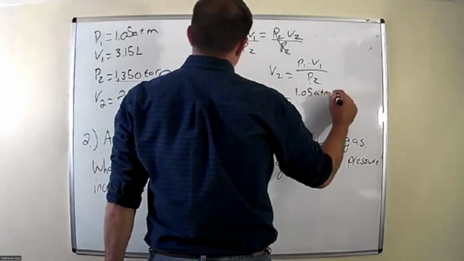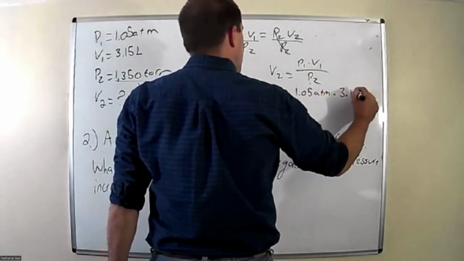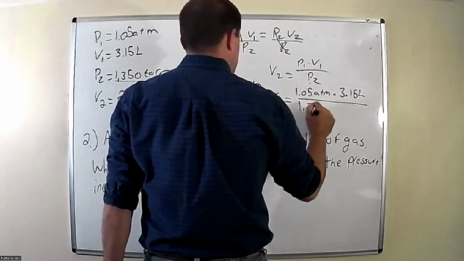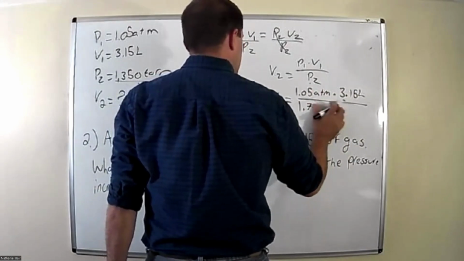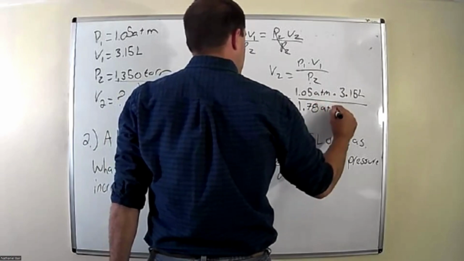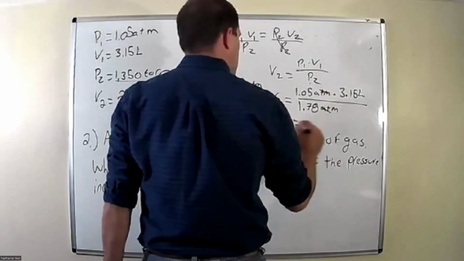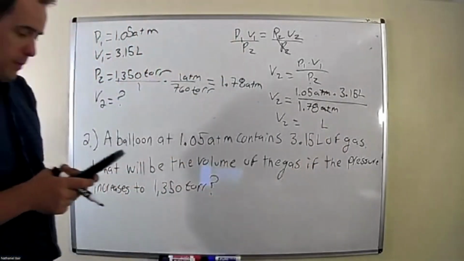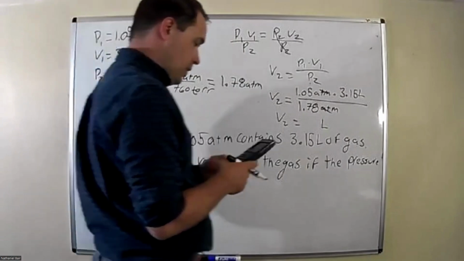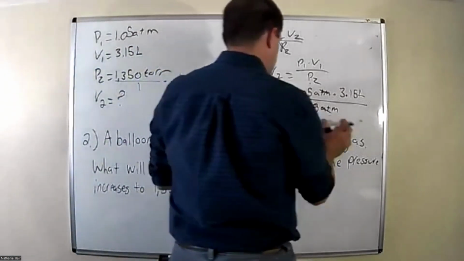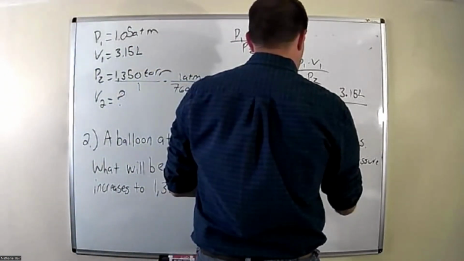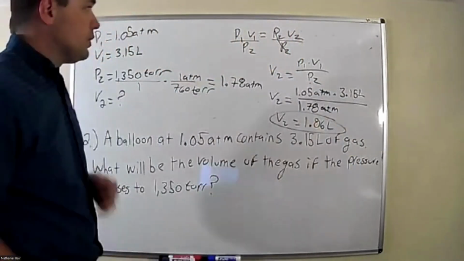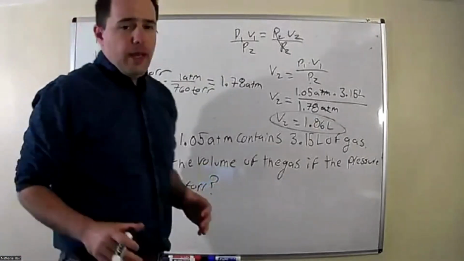1.05 atmospheres times 3.15 liters over 1.78 atmospheres. Atmospheres is gone. Left with liters. 1.05 times 3.15 divided by 1.78. That's 1.86 liters. 1.86 liters. So this should not be shocking, right?